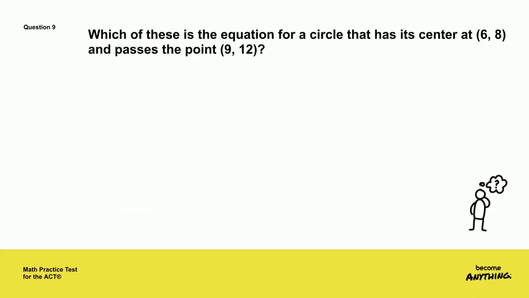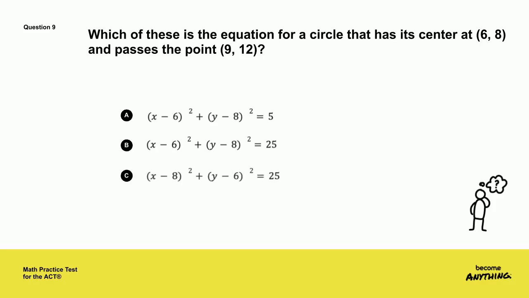Question 9. Which of these is the equation for a circle that has its center at (6, 8) and passes through the point (9, 12)? A. (x minus 6) squared plus (y minus 8) squared equals 5. B. (x minus 6) squared plus (y minus 8) squared equals 25. C. (x minus 8) squared plus (y minus 6) squared equals 25. D. (x plus 8) squared plus (y plus 6) squared equals 5.